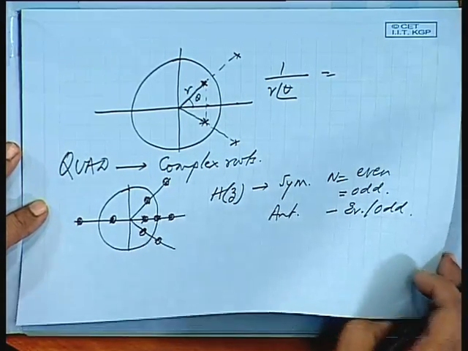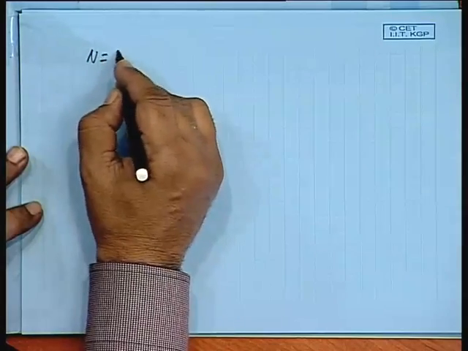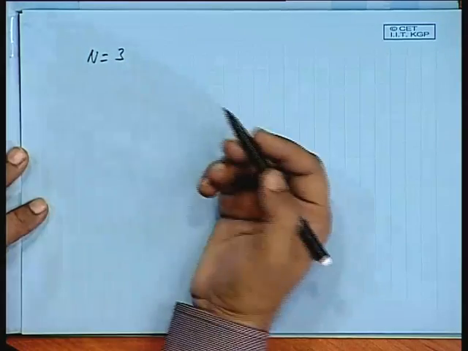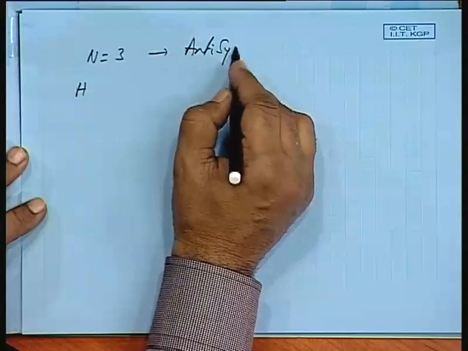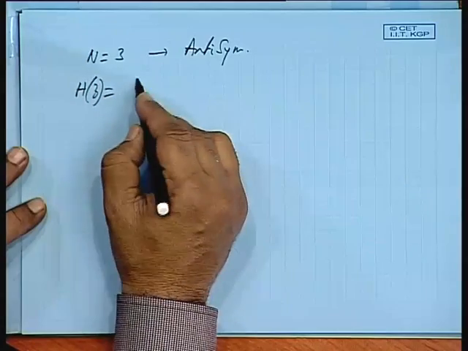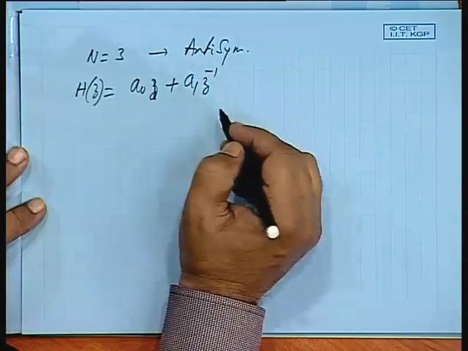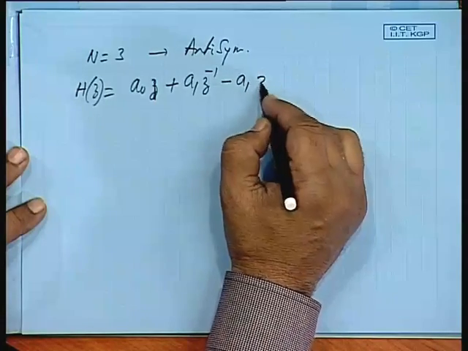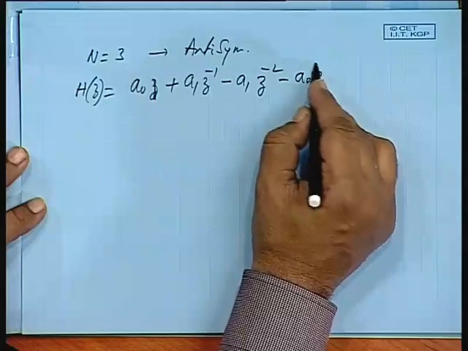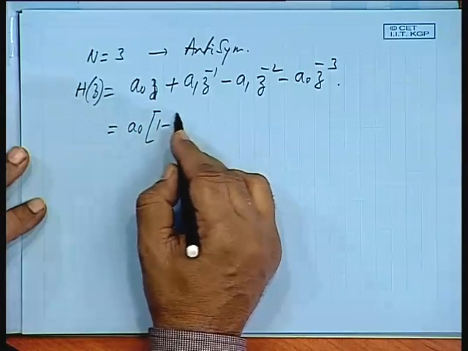Now, for an antisymmetric case, there is a clear cut case. Let us take an example of say n is equal to 3, n is equal to 3 means it will be a 4 point sequence. And we are considering antisymmetric sequences. So, H(z) will be a0 plus a1 z inverse, then minus a1, so 1 2 3 4, z to the power minus 2 minus a0 z to the power minus 3. Correct me if I am wrong, this is all right. So, I can take a0 into 1 minus z to the power minus 3.